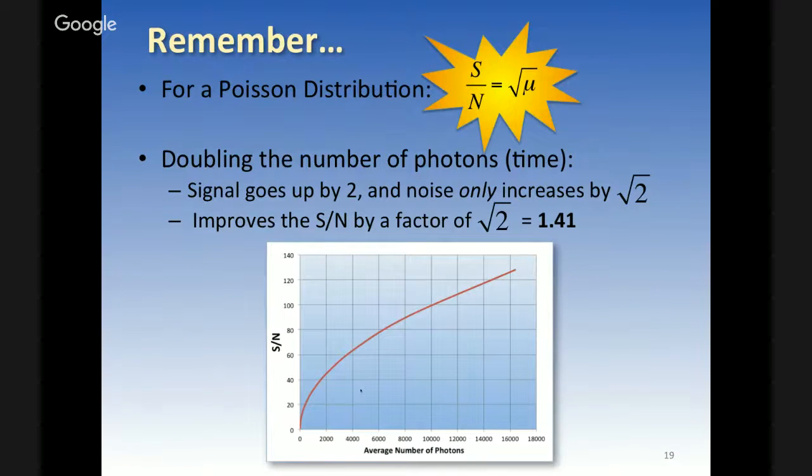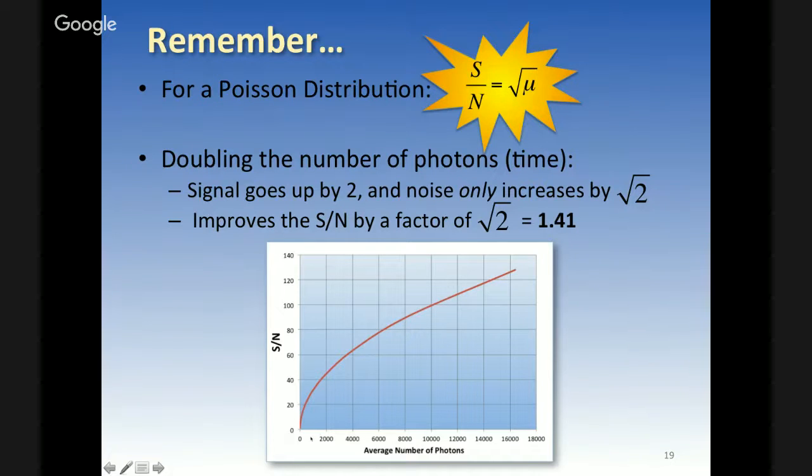But I want you to remember the most important thing for a Poisson distribution, which dictates the way photons come down: the signal to noise is just the square root of the mean. That's a really important thing that helps us. This one equation is what allows us to do astrophotography and get such wonderful images. What it says is that if we double the number of photons, say by doubling the exposure time, the signal goes up by a factor of 2, but the noise only increases by the square root of 2. So that improves the signal to noise by a factor of square root of 2, which is 1.41.